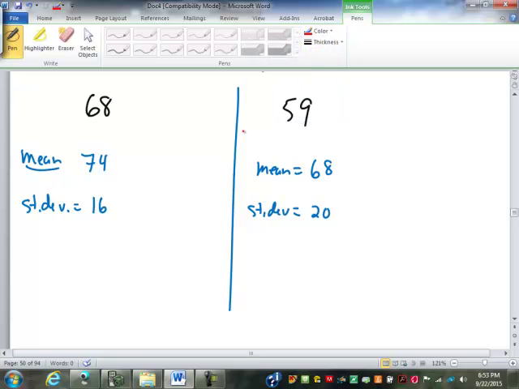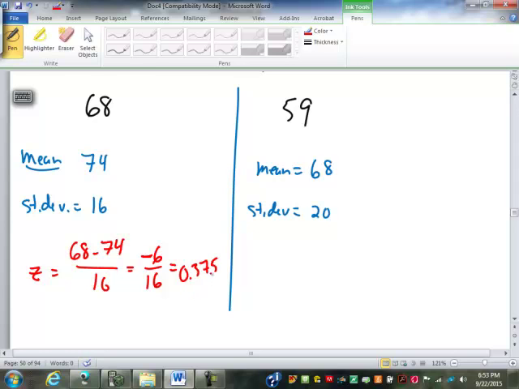So your z-score for the first year, how do we find it? 68 minus 74 is over 16. What's 68 minus 74? So negative 6. Negative 6 over 16 is 0.375. What's that mean? It's actually a negative 0.375, by the way. You did slightly worse than average. You were 0.375 standard deviations below the mean.